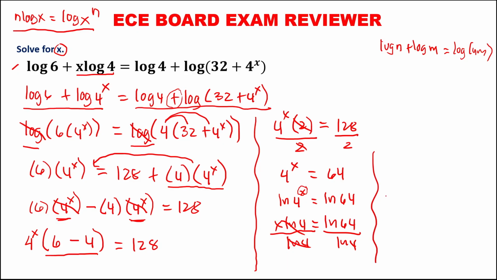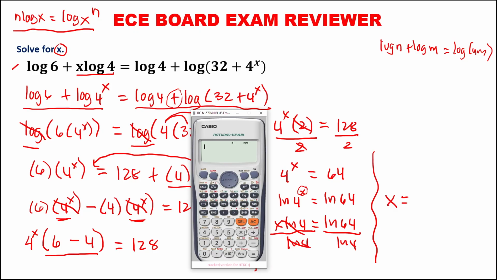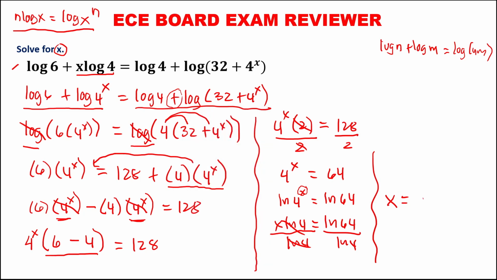So therefore, x equals ln 64 divided by ln 4. So we have ln 64 divided by ln 4 equals 3. So therefore, x is equal to positive 3.